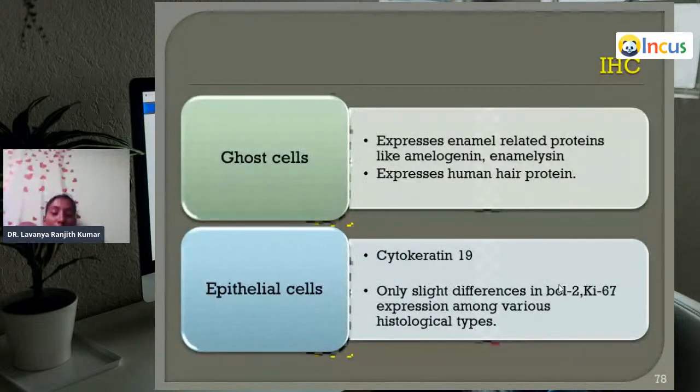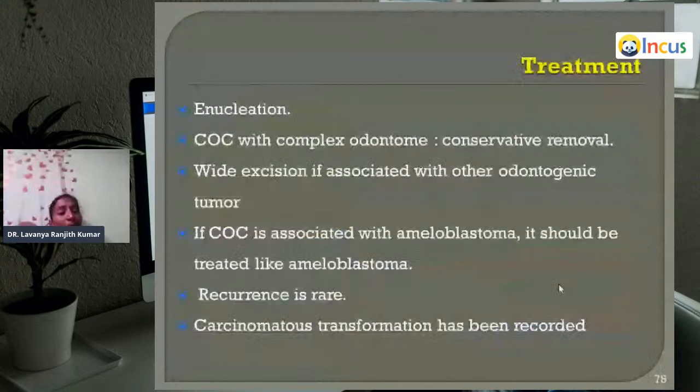Coming back to the treatment, enucleation is one of the treatments. With complex odontome, conservative enucleation, and wide excision when associated with other odontogenic tumors. If COC is associated with ameloblastoma, it should be treated like ameloblastoma. Recurrence is very rare, and malignant transformation has been recorded.